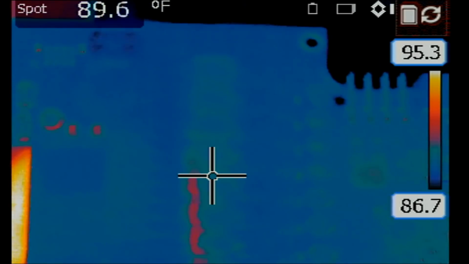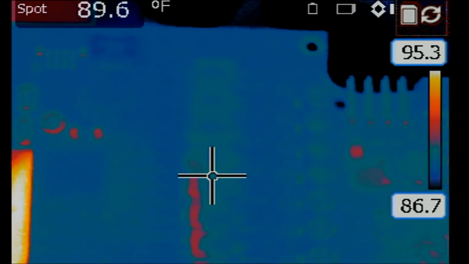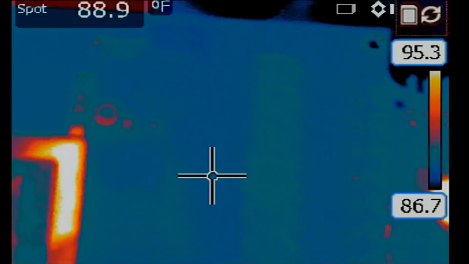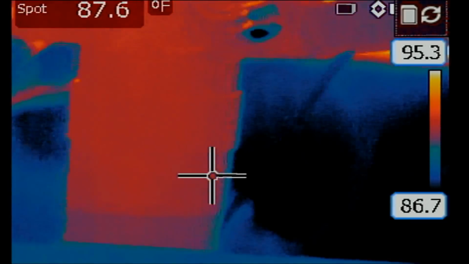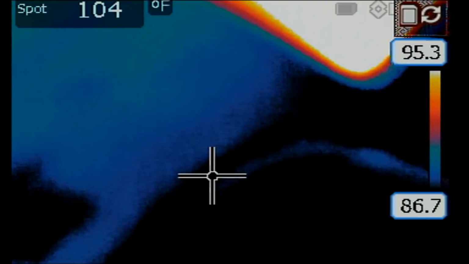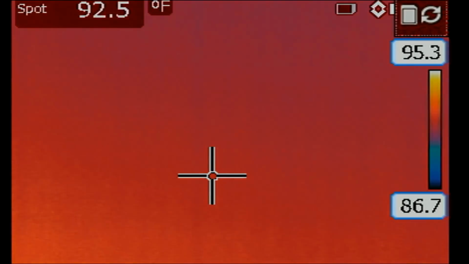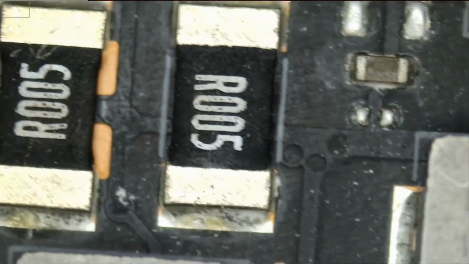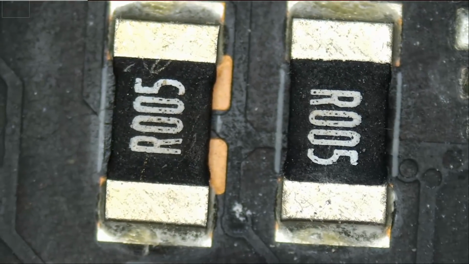Let's do it one more time. One, two, and three. Right there. I see a heat spot right at where the current sense resistors are. A current sense resistor usually does not cause a heat spot, but let's see what's going on in this area. I see two current sense resistors right here, and that's where heat is coming from.